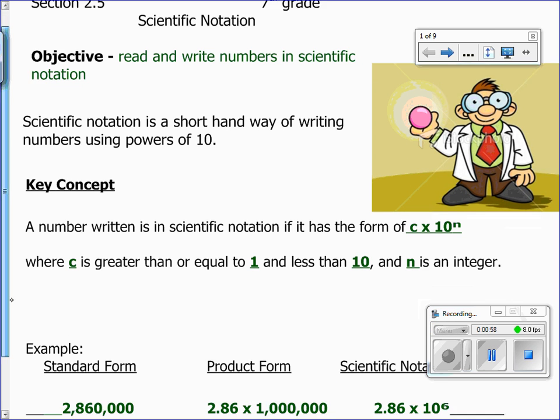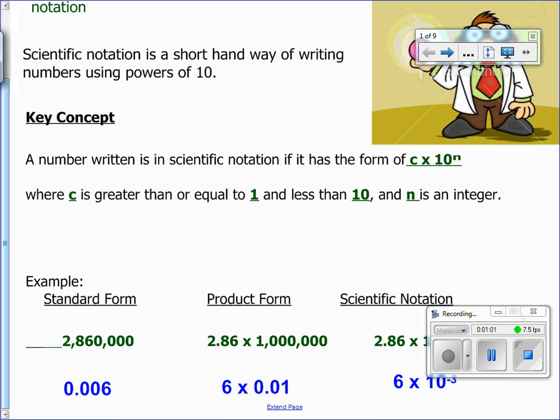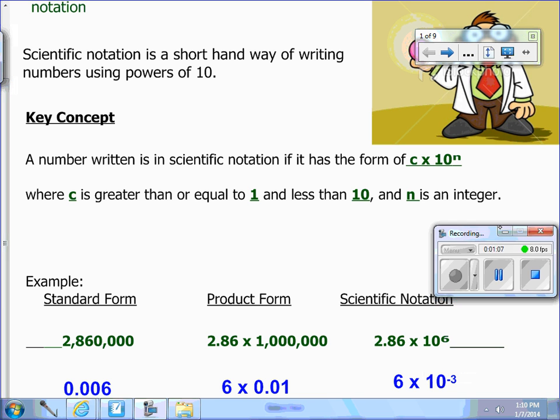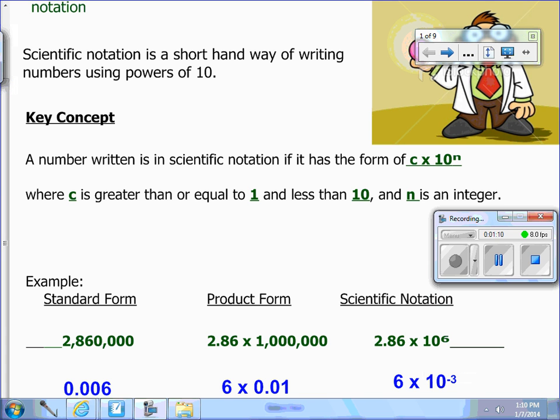In some examples, in standard form, we have 2,860,000. The product form is listed, but most importantly, what we're going to go over in this lesson is the scientific notation. The scientific notation of that number would be 2.86 times 10 to the 6th power. Again, as in the previous example, the C part is 2.86. It is going to be either equal to or greater than 1, but less than 10. And the power of 10 is an integer.